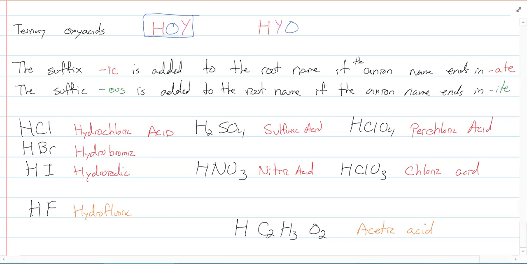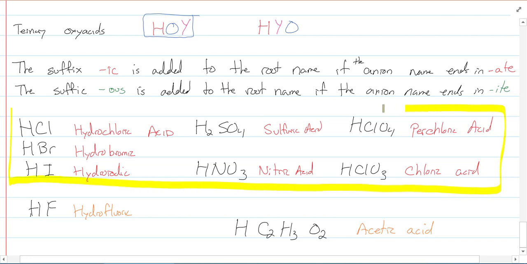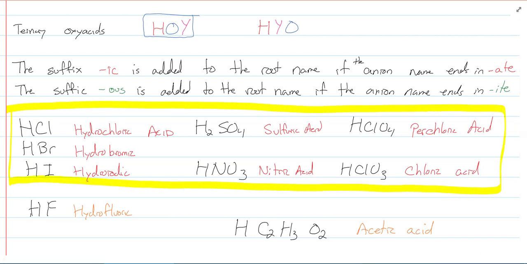Now I used two different colors. You probably noticed. These seven are the seven strong acids. And those are good to memorize. They will really help you out later on. And if you have to take Chem 2, it's vital that you know them. But that's how we name acids.